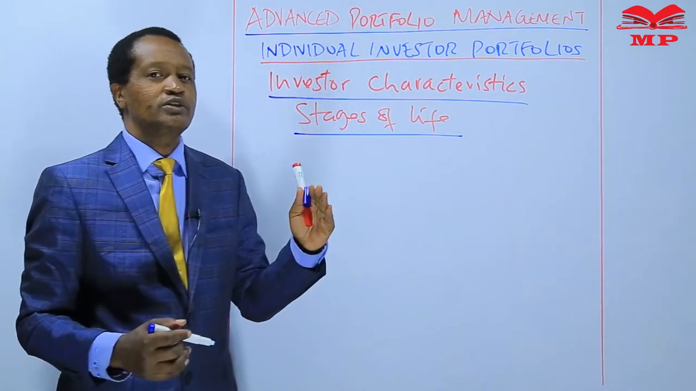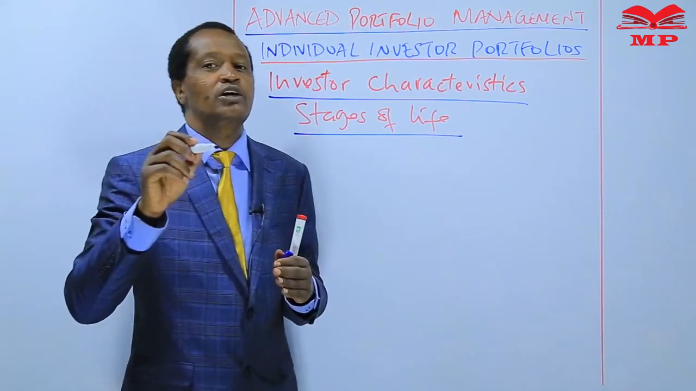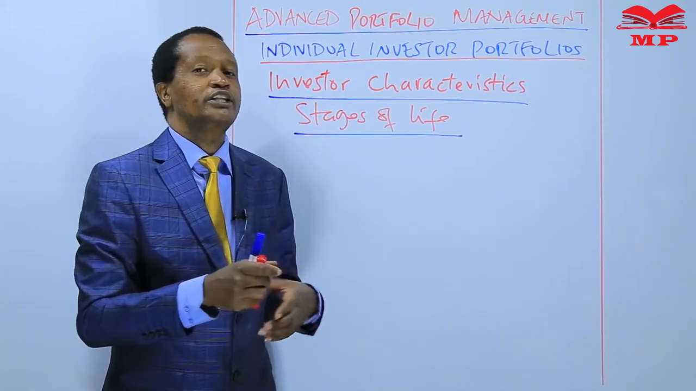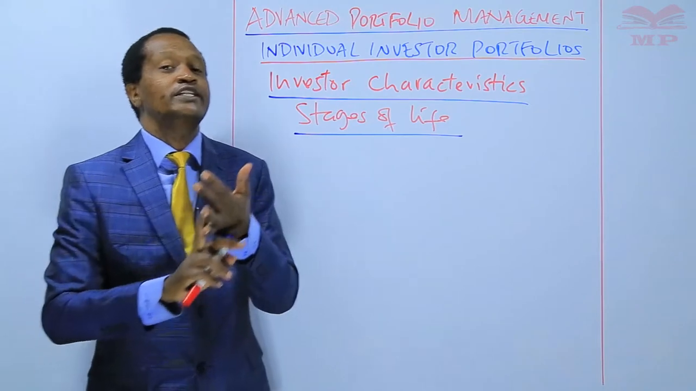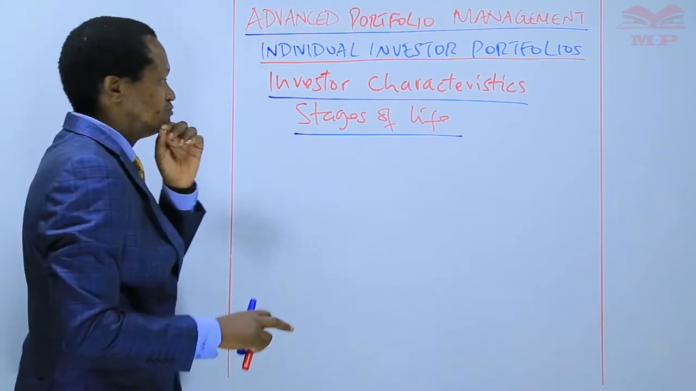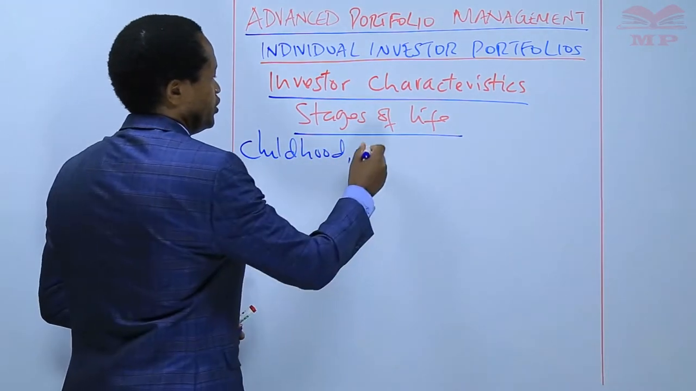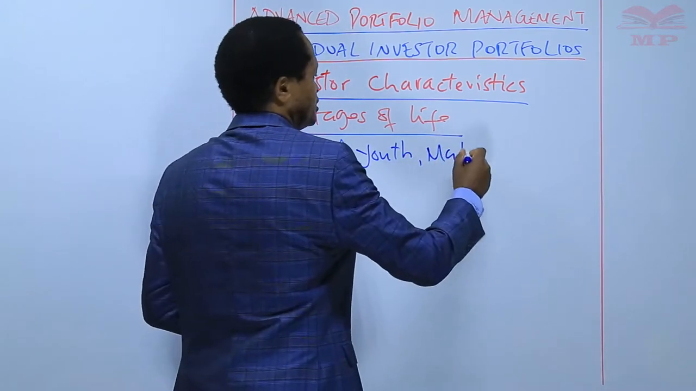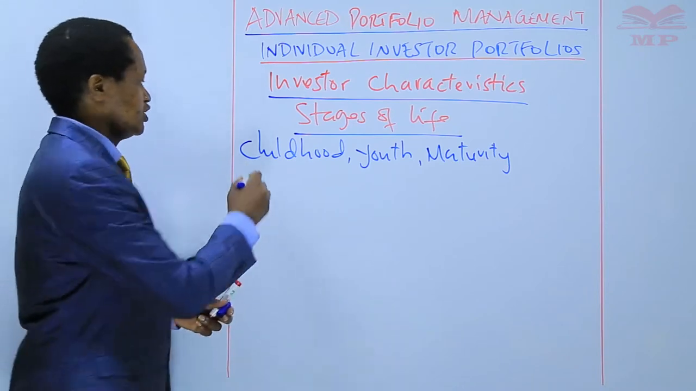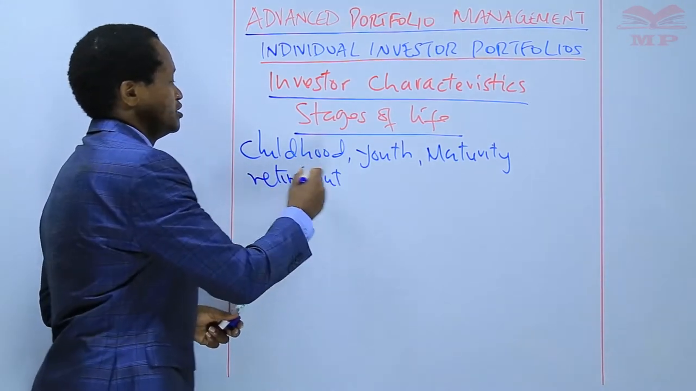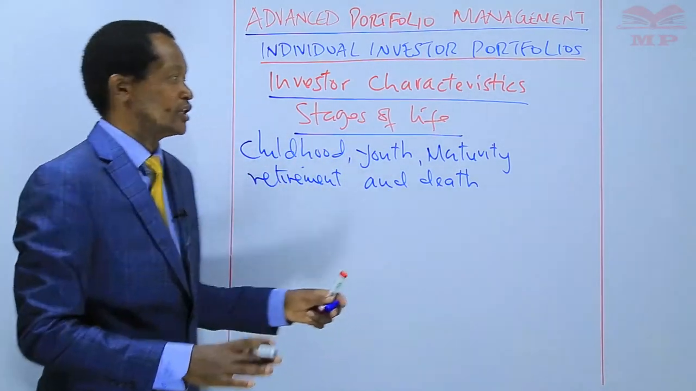And in life stage classifications, the investment policy, and particularly the risk tolerance, are determined by one's progress on the journey from childhood to youth, to adulthood, to maturity, to retirement, and death. Okay, these are the stages. I've mentioned childhood, youth, maturity. Another stage is retirement and death. These are the stages of life. We call them life stage classifications.